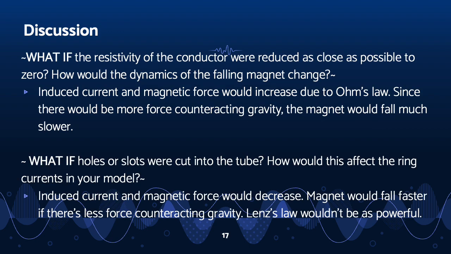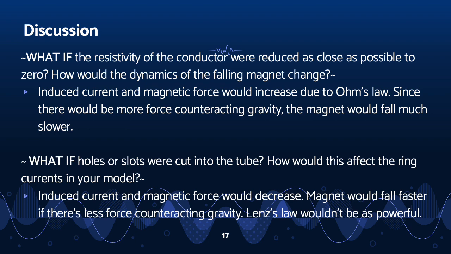Now for the discussion. What if the resistivity of the conductor were reduced as close as possible to 0? How would the dynamics of the falling magnet change? Induced current and magnetic force would increase due to Ohm's law. Since there would be more force counteracting gravity, the magnet would fall much slower.